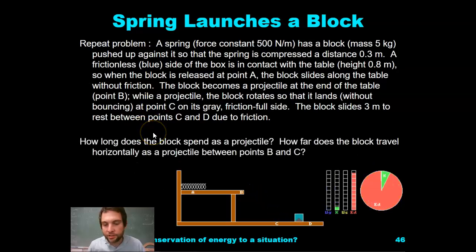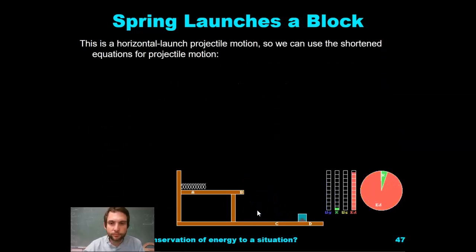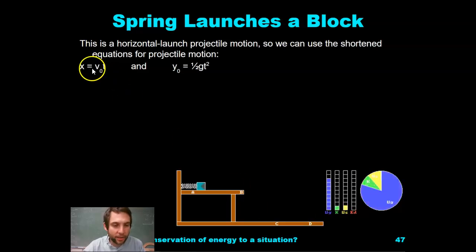Next piece of it. How long does the block spend as a projectile? And how far does the block travel horizontally as a projectile between points B and C? If you remember back to projectile motion, then you know that time can usually be found looking at our y equations. We're being launched horizontally, so our initial velocity in the y is 0. So we get these shorthand equations: y naught equals 1/2 gt squared, and the range equation, x equals v naught times t. If our velocity in the y direction is 0, then all of our velocity has to be in the x direction.